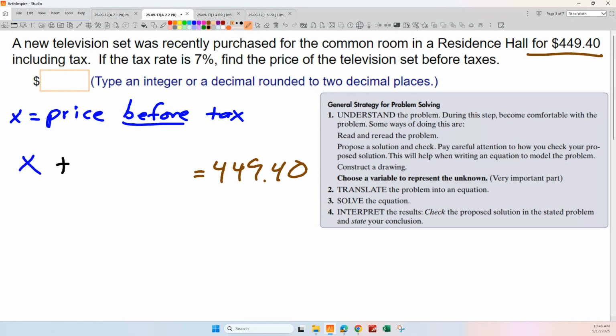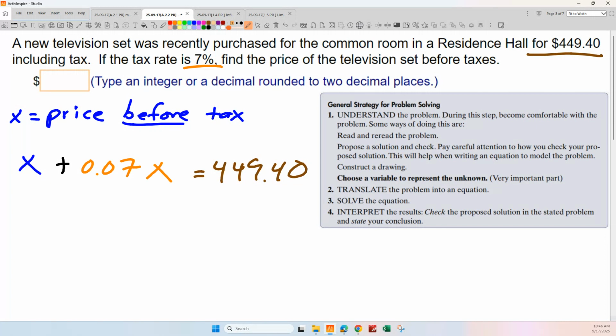plus the tax. And what's the tax? How do I say 7% of 0.07? Yeah. Now, our example was 7% of $80, but what are we taking 7% of here? X, right, of the price before tax. Whatever the sticker price is before tax, we're going to multiply that by 0.07, right?